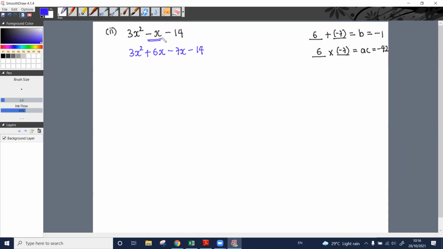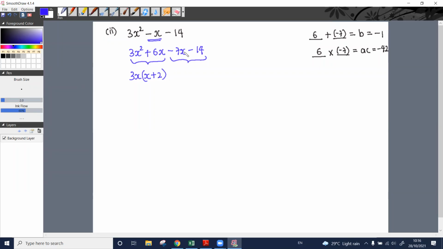Then what should be the next step? We need to couple them. This is one couple and this is the other. Now, in the first couple, what is the common factor? That is 3x, right? So take the common factor outside, 3x. For 3x to become 3x squared, this needs to be multiplied by x. For 3x to become 6x, 3x needs to be multiplied by 2.